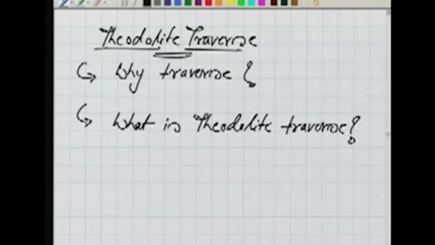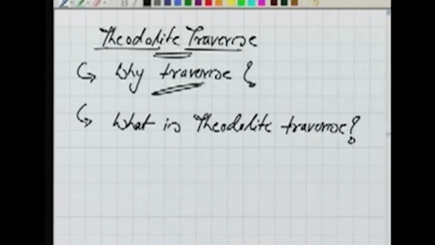Okay, now we have seen all these adjustments of the instrument, and we have seen the angle measurements. Now we want to use this total station or the theodolite. In our next video lecture, we will see the total station, its various parts. But it will not be much different than the theodolite. The basic concepts are the same. But we want to use it for some application. And the application is what we call theodolite traverse. We want to carry out a traverse using the theodolite.